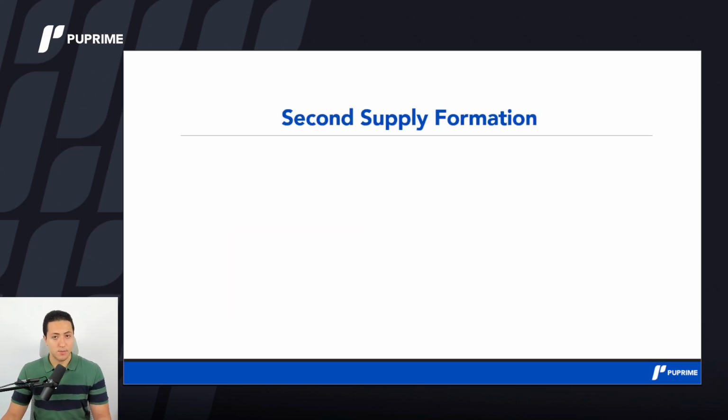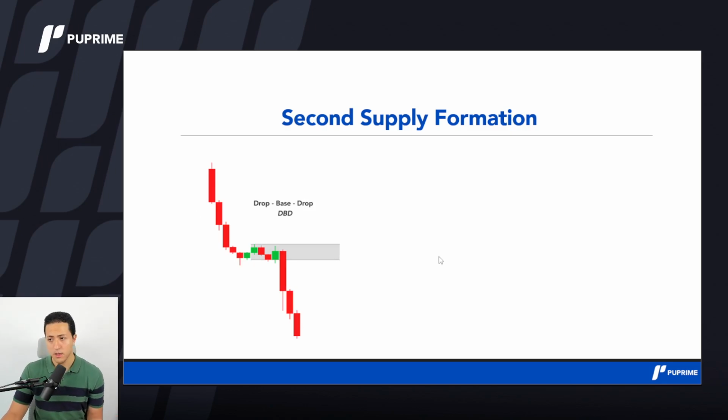What is the second supply formation? So right now we have talked about the rally, base, drop. Another slight difference is the drop, base, drop. It's supply, okay? But here the leg in was basically a decline. So instead of the leg in being a rally, here it's different. It's a drop, base, drop.